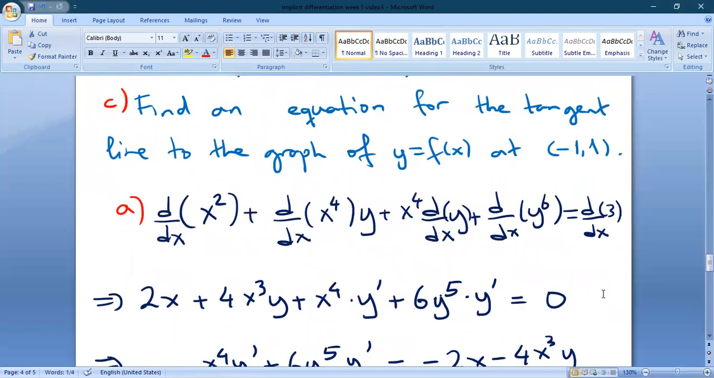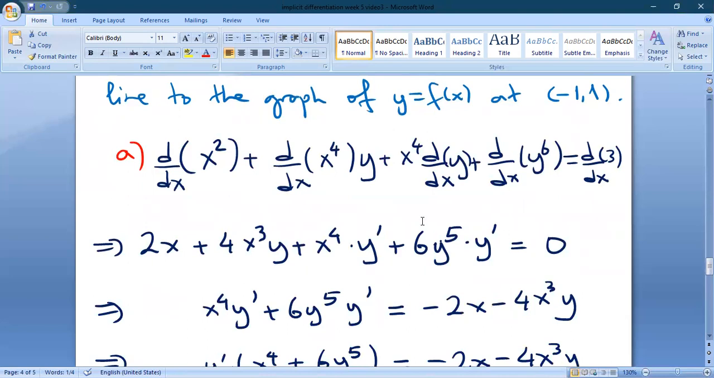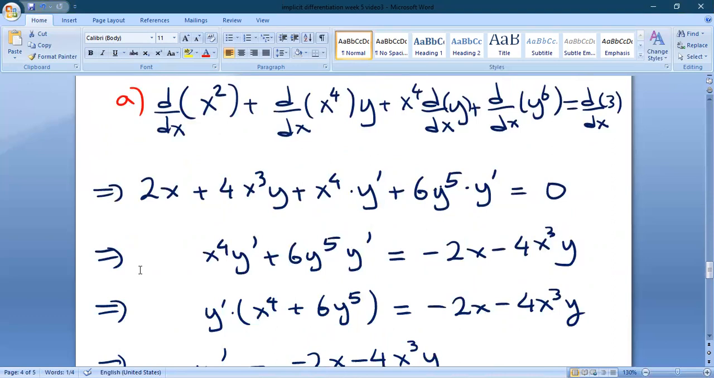Derivative of x squared is 2x. For that x to the 4 times y, we have a product there again. We apply product rule. So derivative of x to the 4 times y plus x to the 4 times derivative of y. Well, derivative of y to the 6th, chain rule, that's going to be 6y to the 5th times y prime. Derivative of 3 will be 0. So when we take the derivatives, we are going to have this second equation.